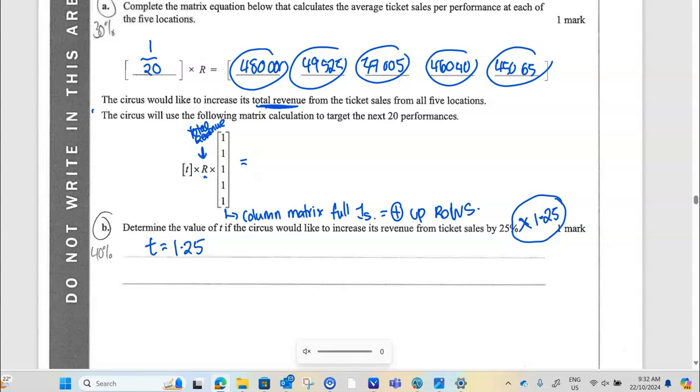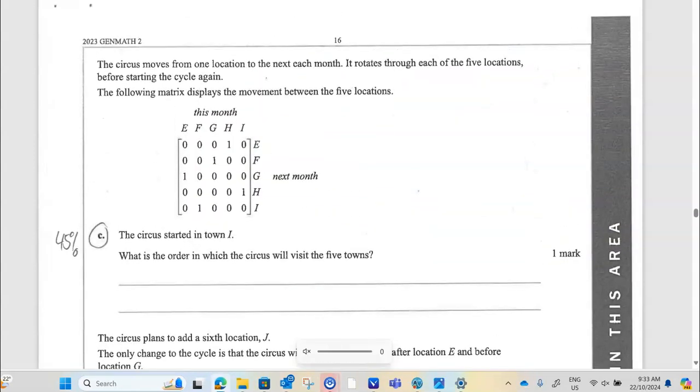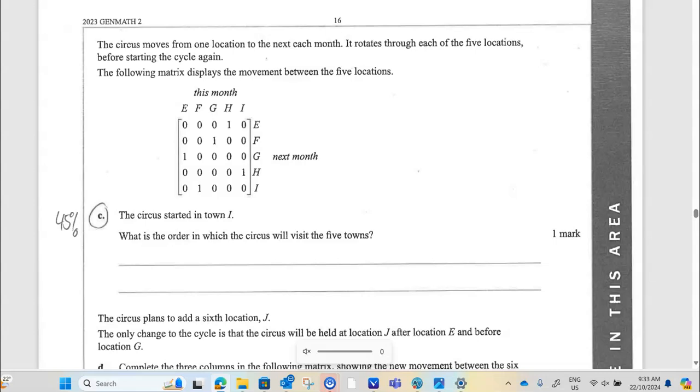So this little matrix up here, when you multiply these two together, gives a 1 by 1, so T is also going to be a 1 by 1. So you can see it'll end up with an answer that is still a 1 by 1. The number that we want to multiply in there is 1.25. Okay, then the circus moves from one location to the next through each month. So it shows how it goes through each location.